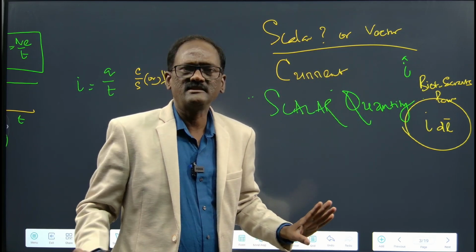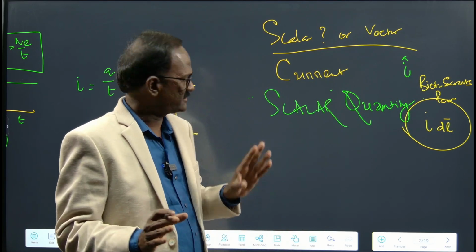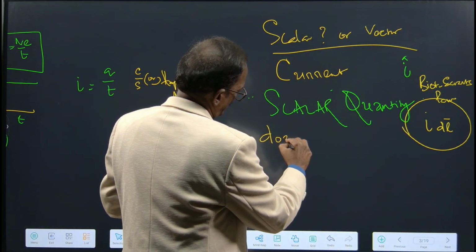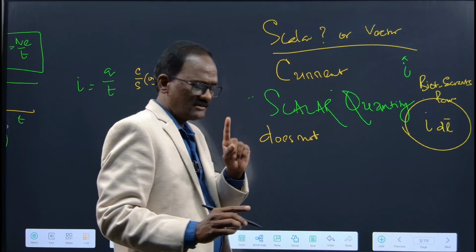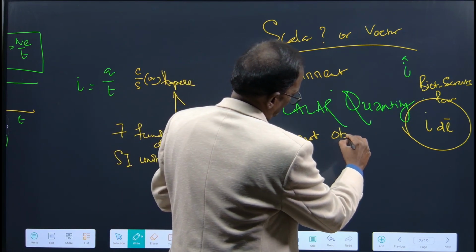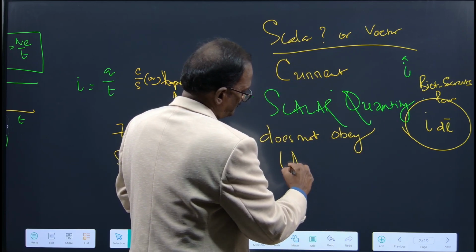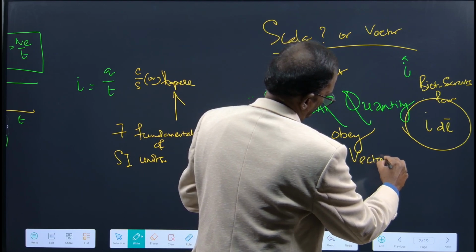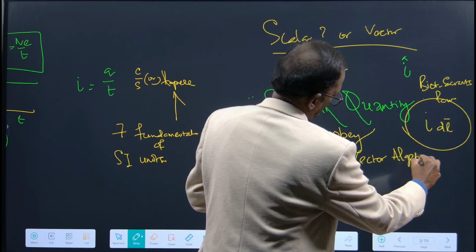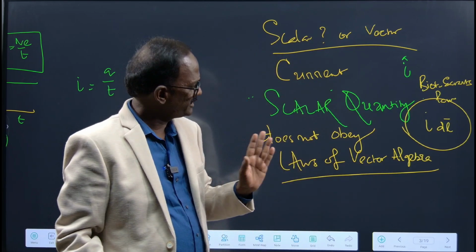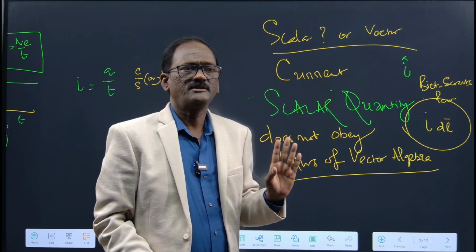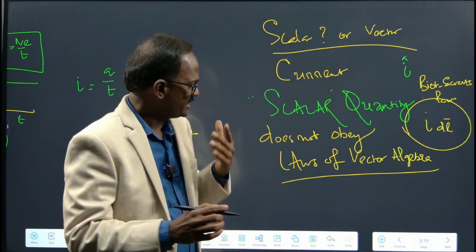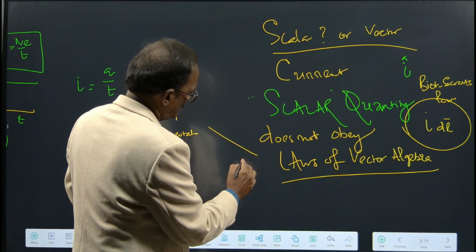Please remember, current is a scalar. It doesn't have any direction. Why is it called a scalar? Because it does not obey the laws of vector algebra. So arithmetically only the currents can be added. 5 plus 3 is equal to 8 amperes. In which direction it is coming, you don't bother about it.